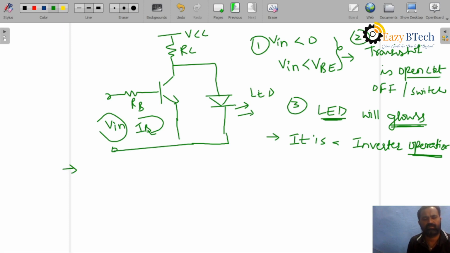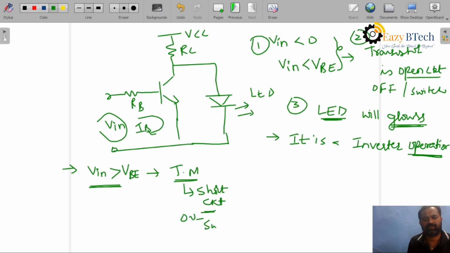Similarly, when V in is greater than VBE, the transistor mode is short circuit, that is on switch. Here the LED will be off. It means here 0 it will be 1 and here 1 it will be 0. That is why transistor as a switch is nothing but an inverter operation. Okay students, I hope you understood.